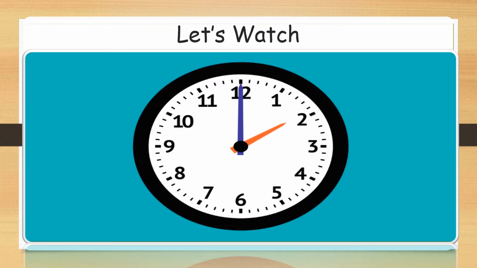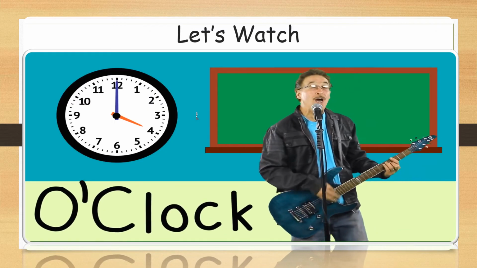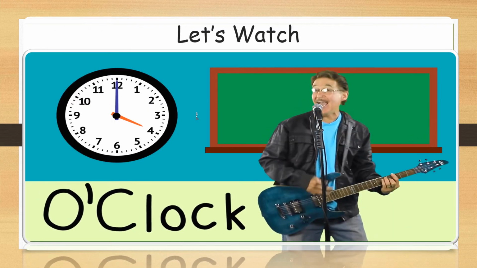A short hand tells the hours on the clock. A short hand moves one number each hour. A long hand tells the minutes on the clock. A long hand goes all around each hour. And we always say, oh clock, on the hour.